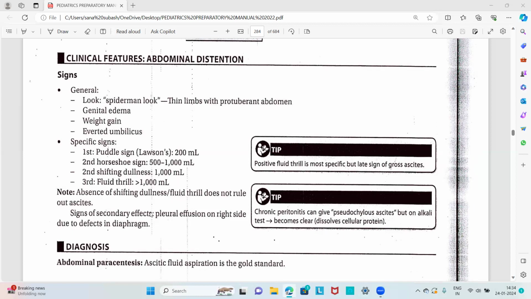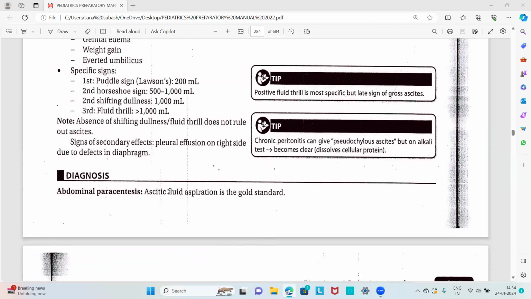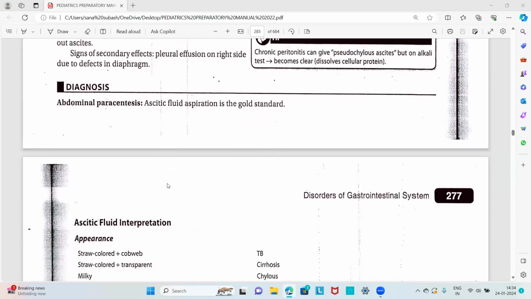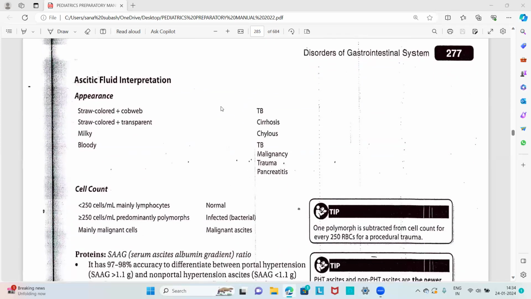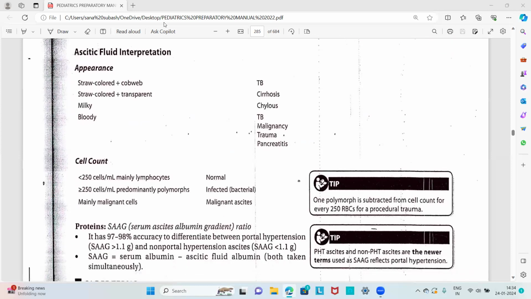The signs of secondary effects, like pleural effusion on the right side due to defects in the diaphragm, are also there. So that is all about the clinical features of ascites. Then about the diagnosis, we have to go for abdominal paracentesis. Ascitic fluid aspiration is the gold standard method for the diagnosis of ascites, and also to rule out the causes of the ascites. Then ascitic fluid interpretation.